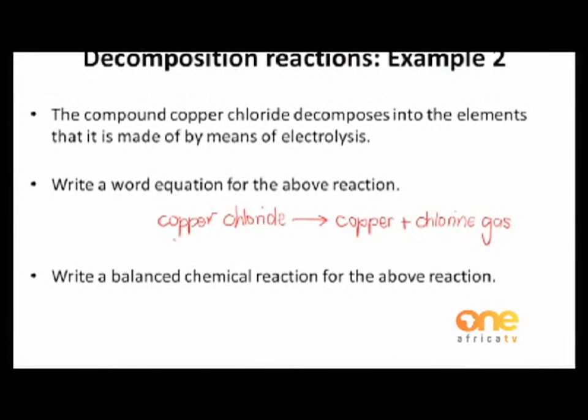Okay, let's write our chemical reaction. The formula for copper chloride is CuCl2. You can refer to another lesson to write the formula of compounds. This is a powder, so it is a solid. The symbol for copper is Cu, and you know that copper is a metal, so it is a solid. And chlorine gas is a diatomic gas, and therefore it is Cl2, and it is a gas. Lastly, we have to balance it. We have 1 copper atom here, we have 1 copper atom here. We have 2 chlorine atoms here, and we have 2 chlorine atoms here. So our reaction is balanced.